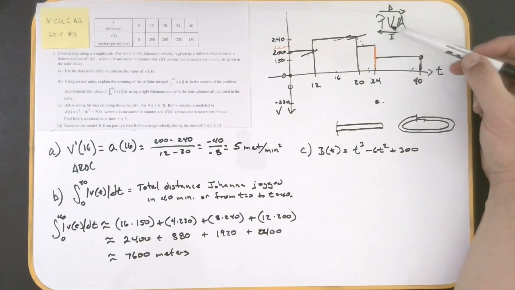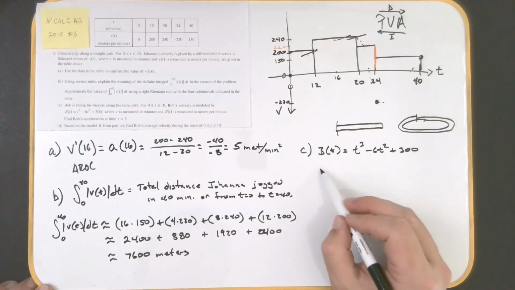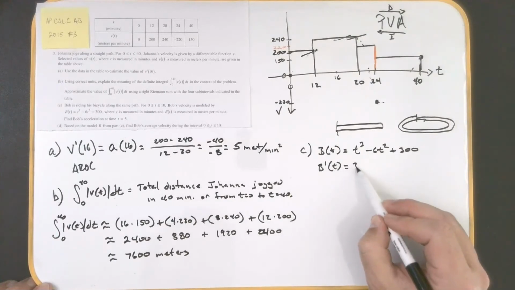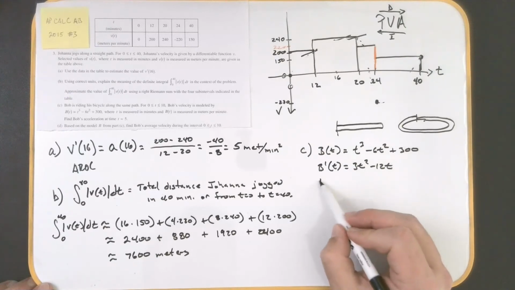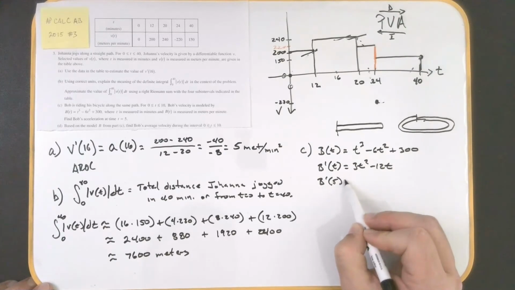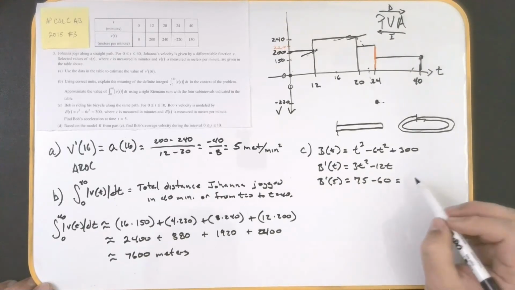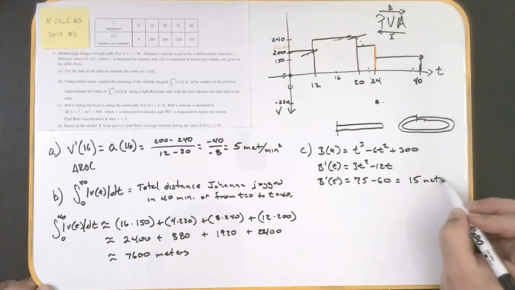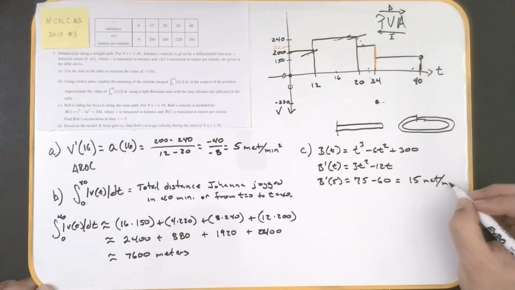Going back up to here, they want Bob's acceleration. Well, we just need to take b prime. So first we'll take the derivative. Nice friendly power rule here. And then we need to evaluate it at 5. So b prime at 5 is going to be 75 minus 60, and we're going to get 15, and it's going to be meters. And again, it's acceleration, the rate of a rate, so it's going to be meters per minute squared.